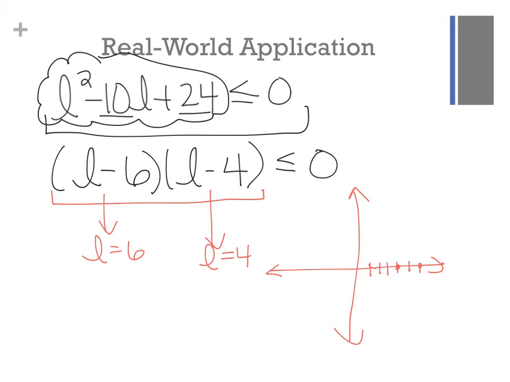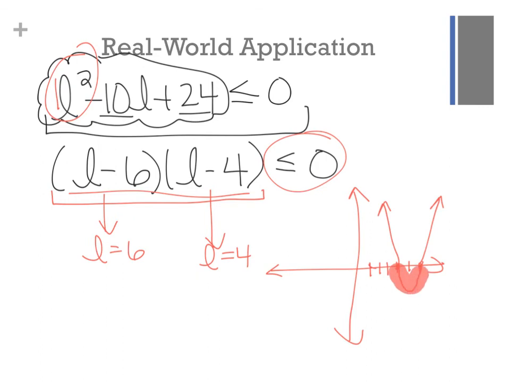and at 6. And since my lead term has an even exponent and a positive lead coefficient, I know both ends are going up. And I know since my degree is 2, I can only have one turning point. So this is a sketch of the graph of the function. Now, I want to know where this function is less than or equal to 0. I want to know where that quadratic is less than or equal to 0. And that happens right here when the graph is below the x-axis.